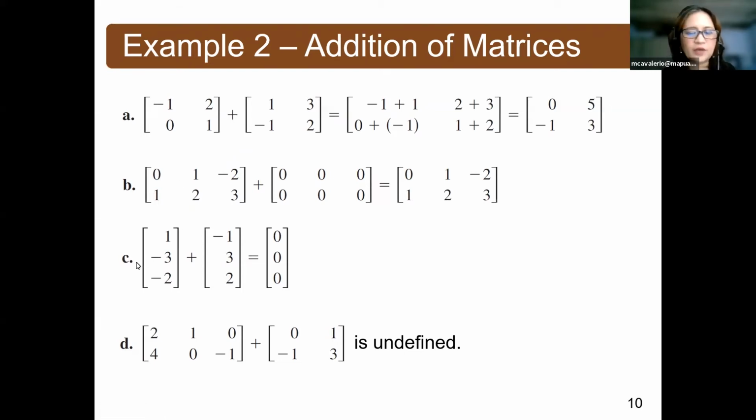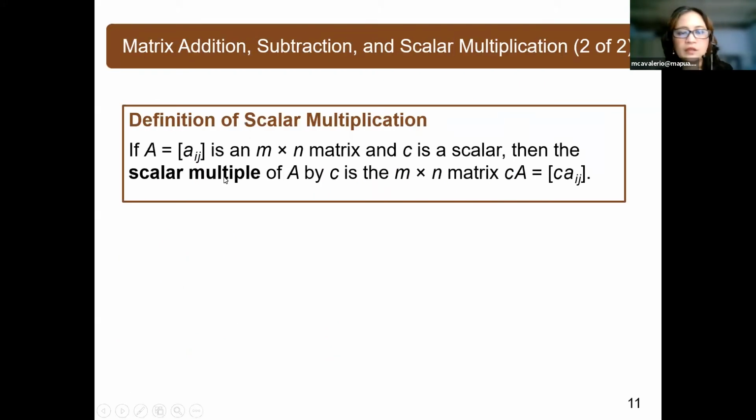Now for C, we're adding two column vectors, and we see here that one is just the negative of the other. So we have 1 plus -1 is 0, -2 plus 3 is 1, -2 plus 2 is 0. But for D, we are adding two matrices that are not of the same size, and therefore the sum is undefined. Now, how do we perform scalar multiplication?